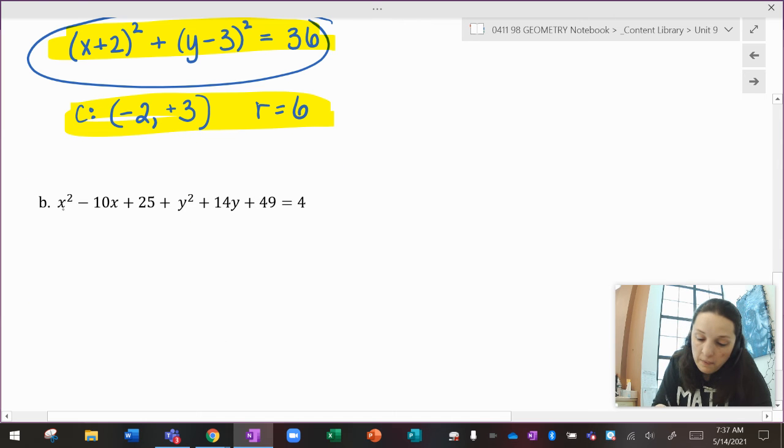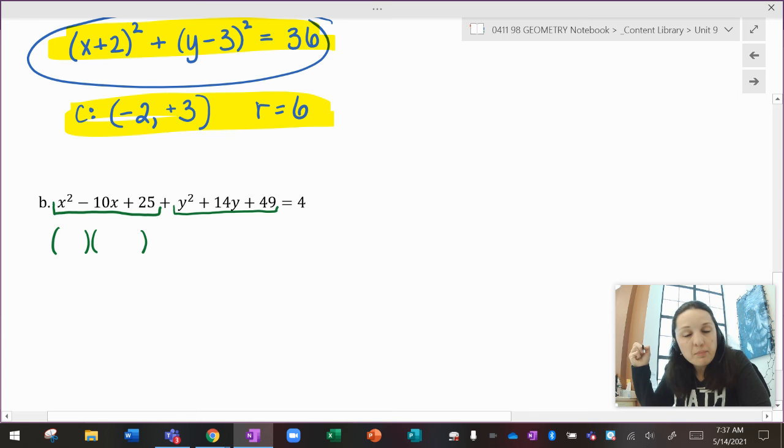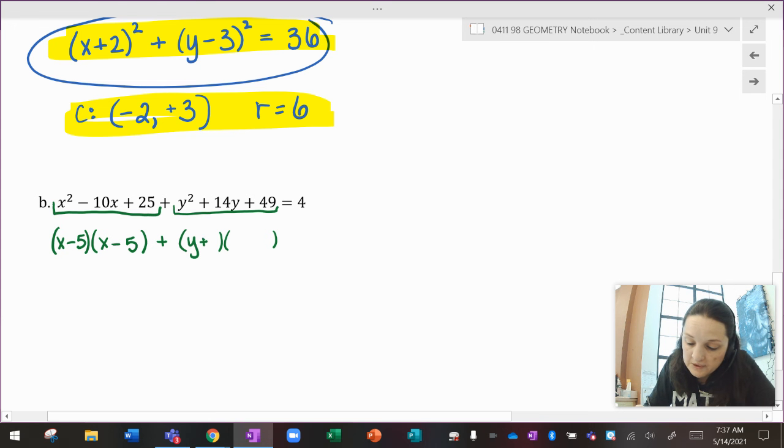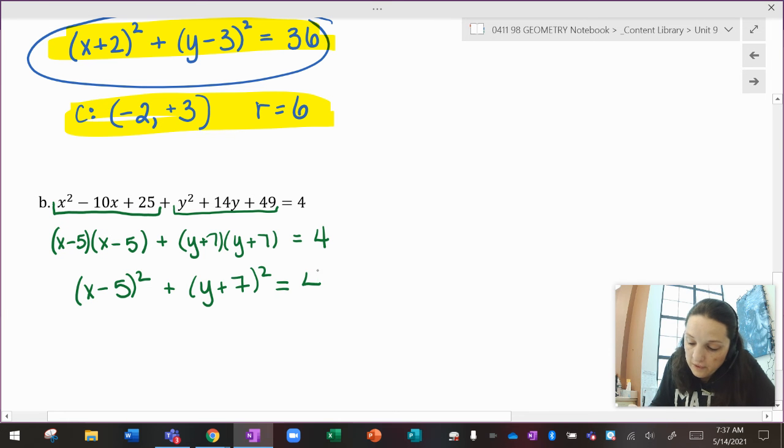So if I come down here, I got my x's, I got my y's. So I need two numbers that multiply to +25 and add to -10. Well, 5 times 5, and if they were both negative, that would work. So x minus 5 and x minus 5. Now I need two numbers that multiply to 49 and add to 14, and that's going to be 7 and 7. So this is (x minus 5) squared plus (y plus 7) squared equals 4.